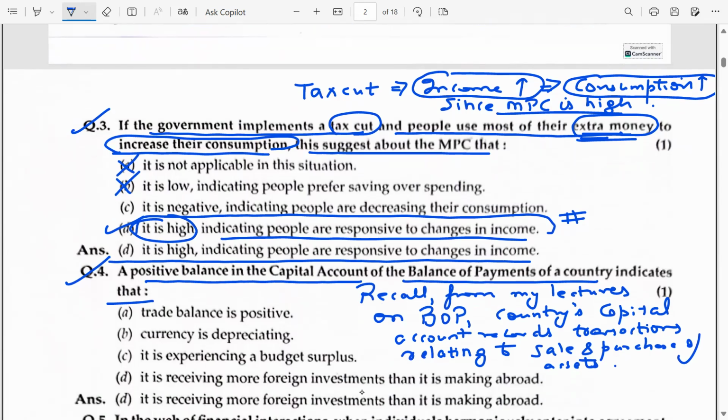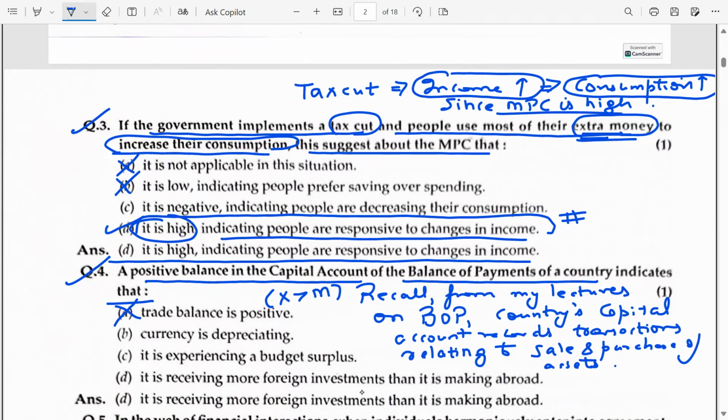Okay, so when there's a positive balance in the capital account, does it mean that the trade balance is positive? No, not necessarily. Trade balance is positive when your exports are more than imports. X denotes exports, M denotes imports. When exports are more than imports, then your trade balance is positive. So this is not correct.